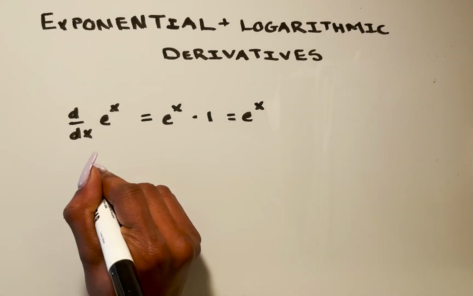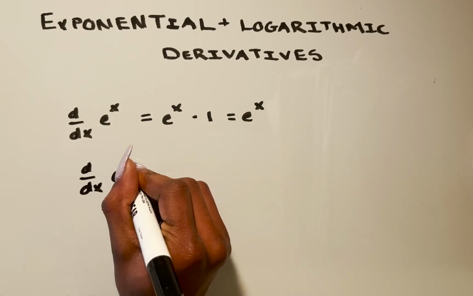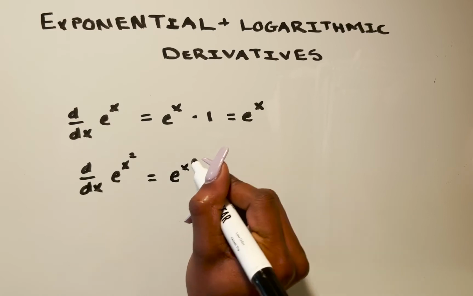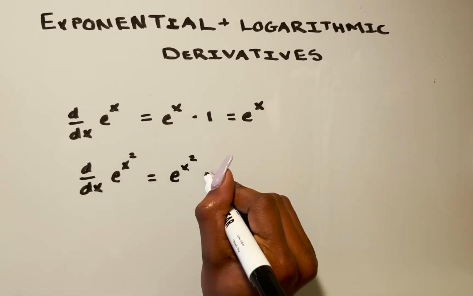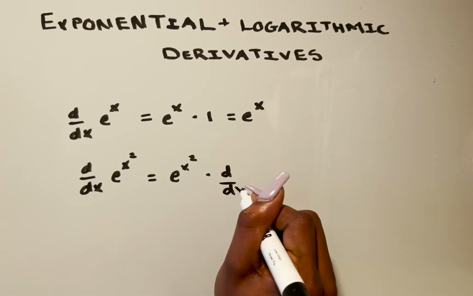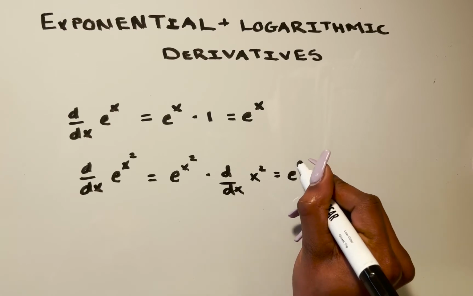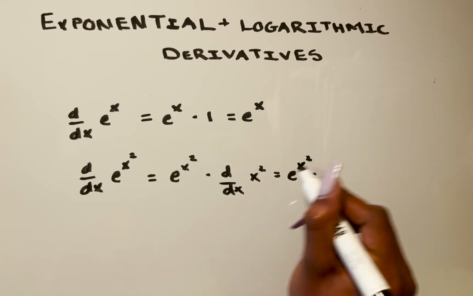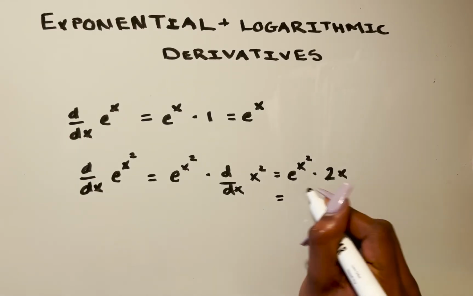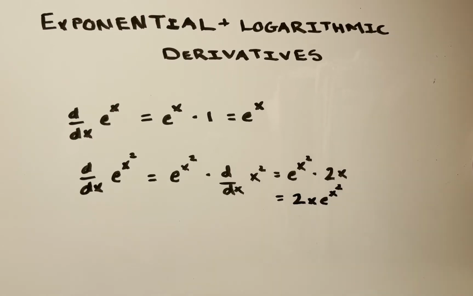Now let's take a look at another exponential function. Let's find the derivative of e raised to x squared. Again, we'll simply multiply the original function, e raised to x squared, times the derivative of the stuff in the exponent. So that's the derivative of x squared. And this gives us a final answer of e raised to x squared times the derivative of x squared, which gives us 2x. Or we could rewrite this as, we're going to bring the 2x to the front and have 2x times e raised to x squared.